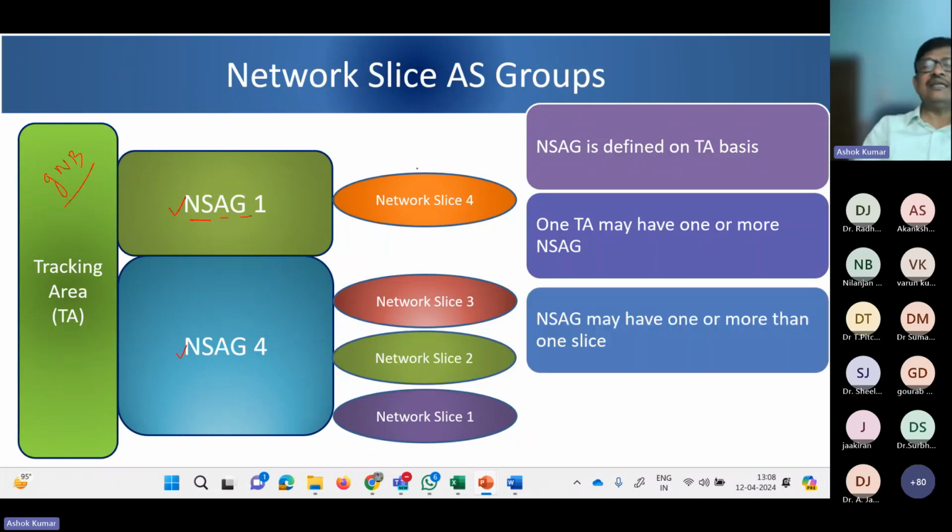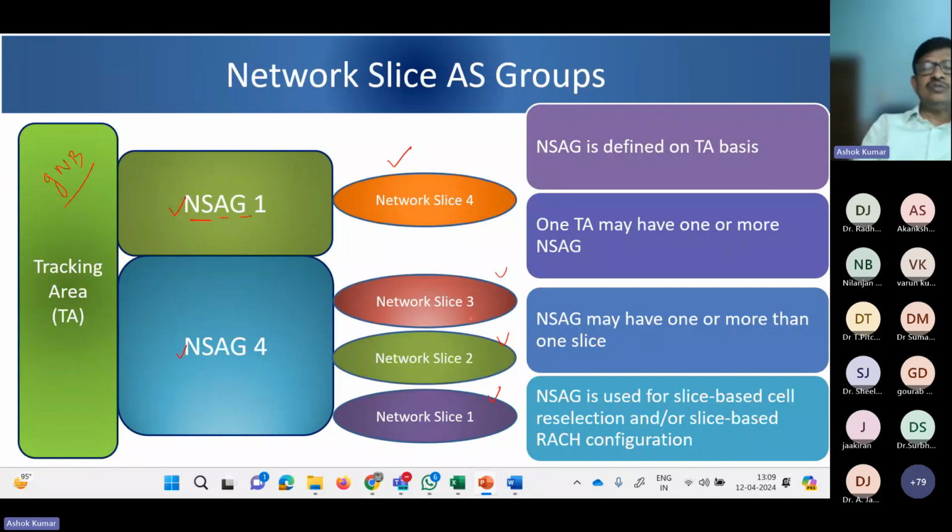Here what we see is that group 1 is supporting, say, network slice 4, but group 2 is supporting network slices 1, 2, and 3. This will be used for slice-based reselection and slice-based RACH configuration. In the previous diagram I explained it conceptually. In practice, it is the group, right? The way groups are defined, one group supports 3 slices, the other group supports 1 slice.